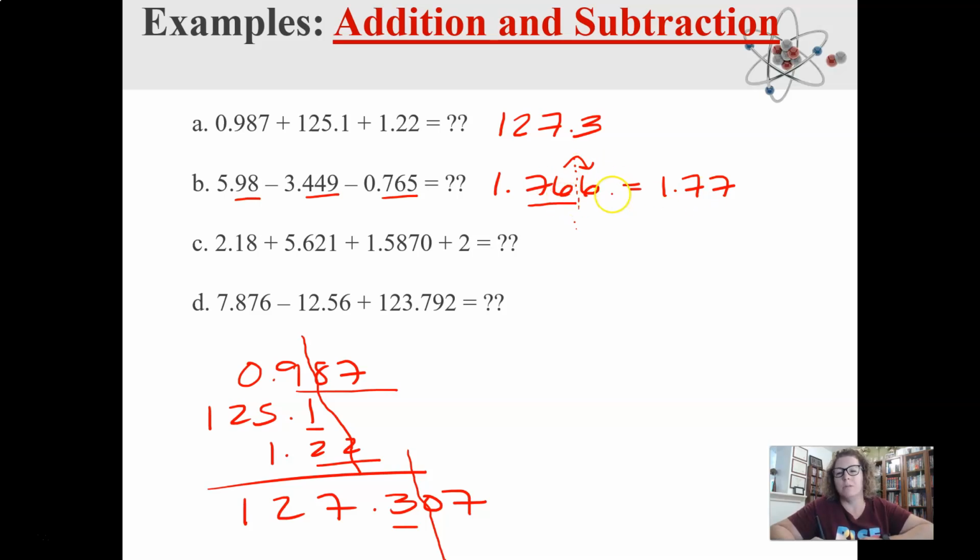But this one I think should have been evident to you that you would have rounded that digit. Part C, let me plug it in. So we got 2.18 and 5.621 and 1.5870 plus 2. And when you plug that in, the calculator tells you about 11.388. Now, as you're doing this, you have a number 2 after the decimal. This one has 3 after, and this one has 4 after.